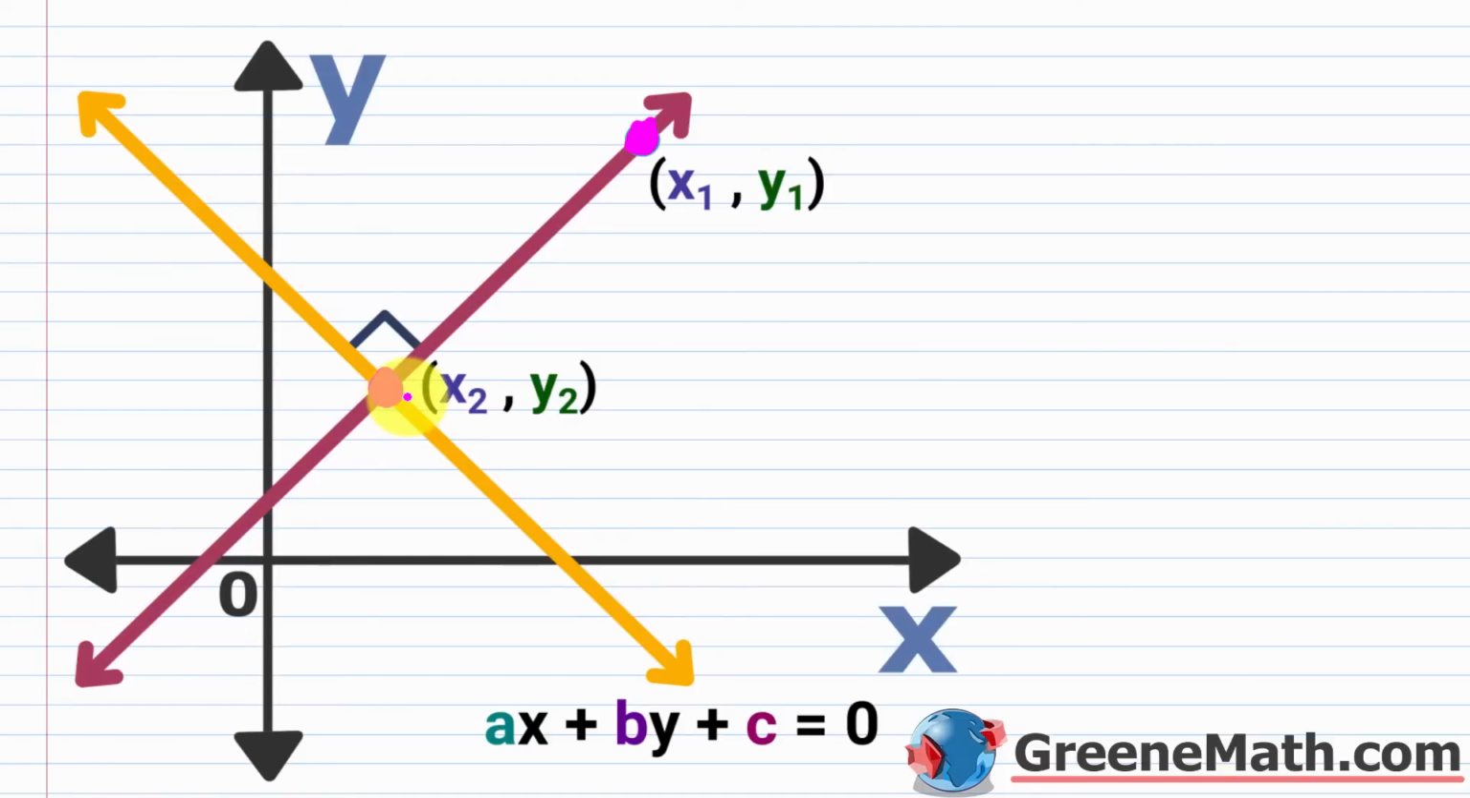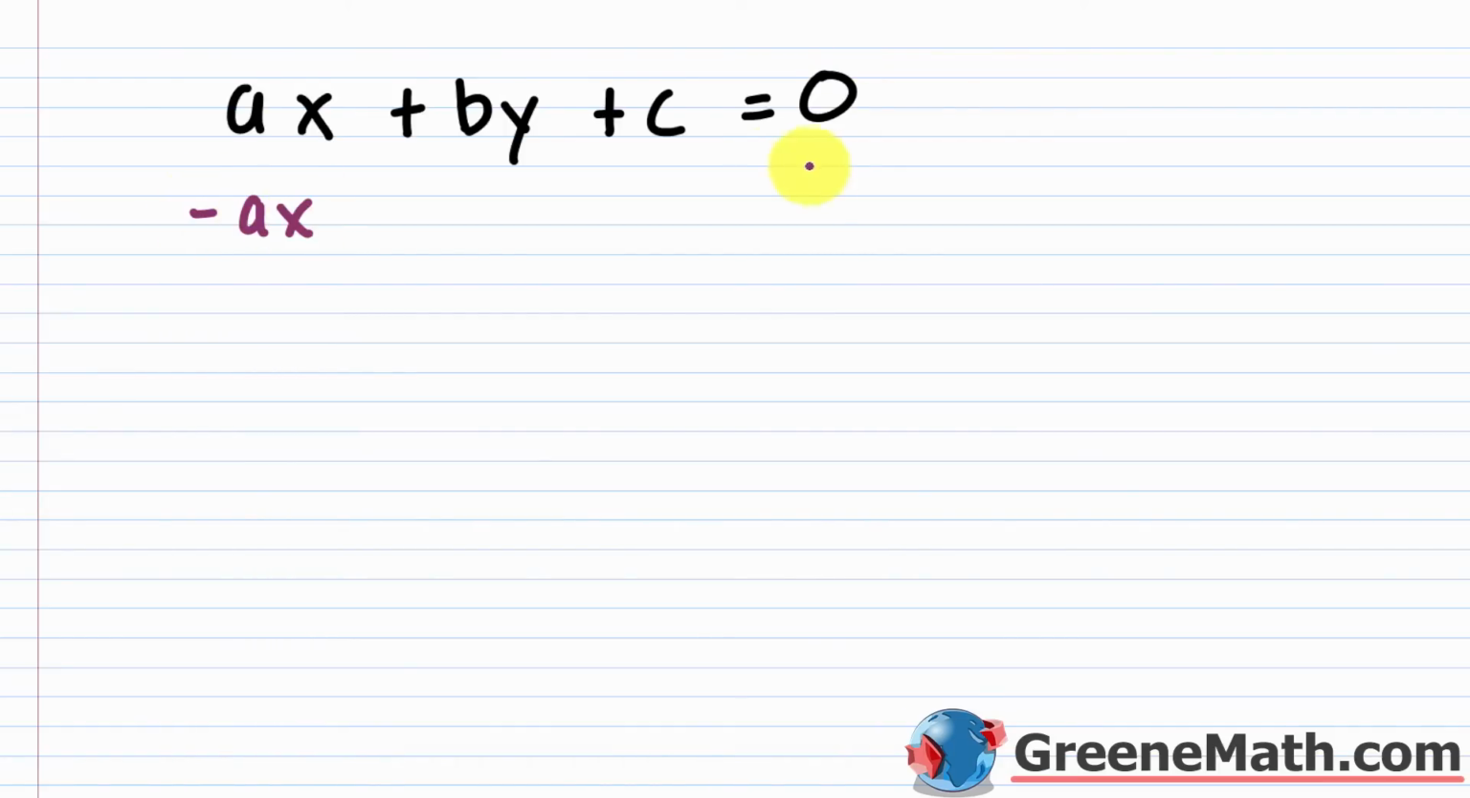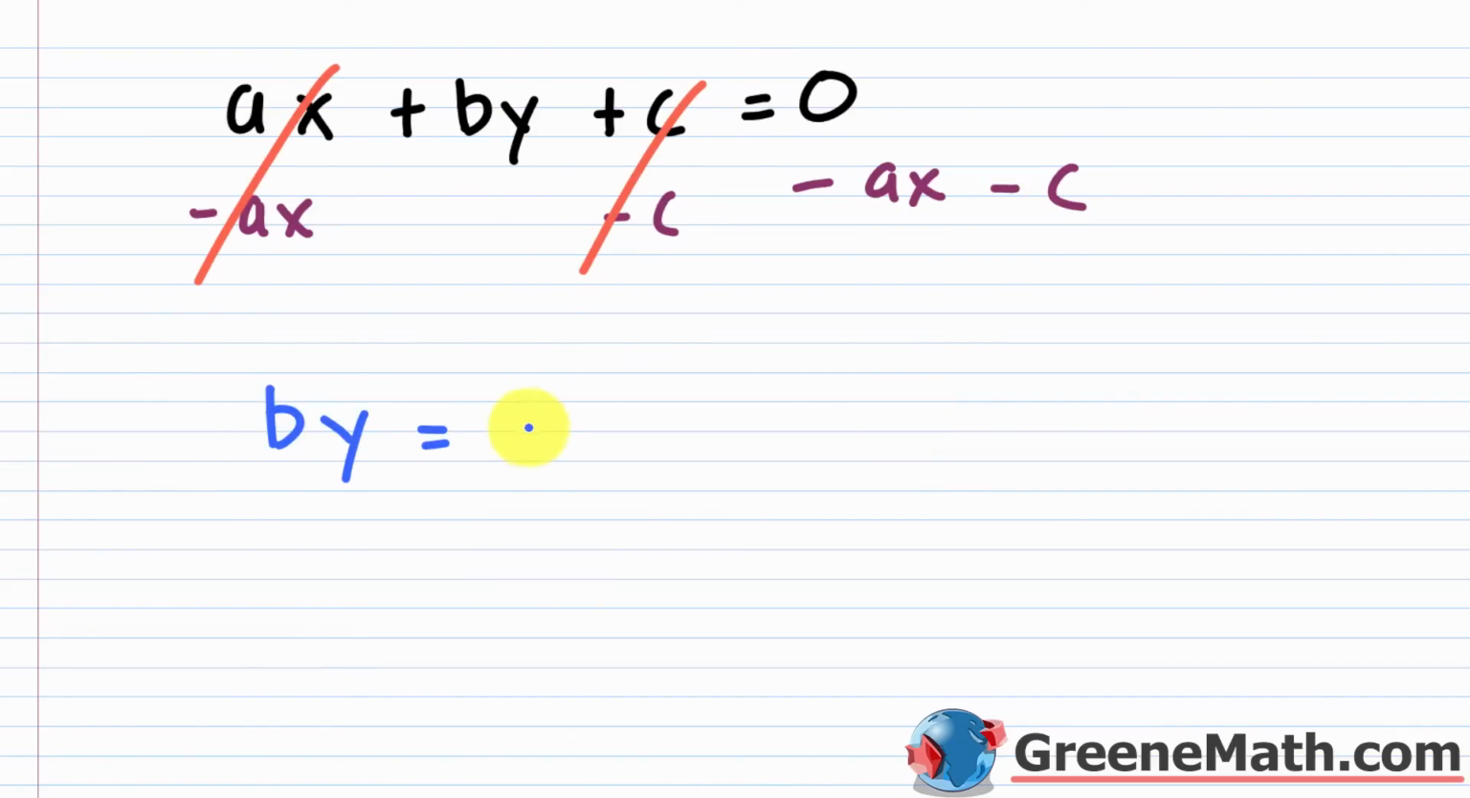So to get started, I'm going to write my equation ax plus by plus c equals 0 in slope-intercept form. So that just means I'm going to solve it for y. So to do that, I'm going to subtract ax away from each side of the equation. I'm also going to subtract c away from each side of the equation. So this is going to cancel, this is going to cancel. And so you're going to have by is equal to negative ax and then minus c.